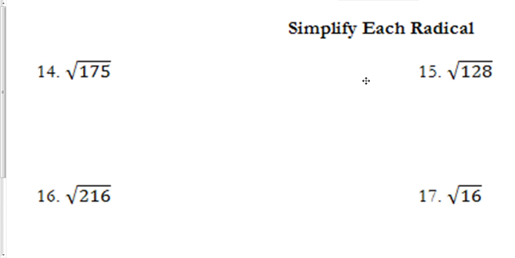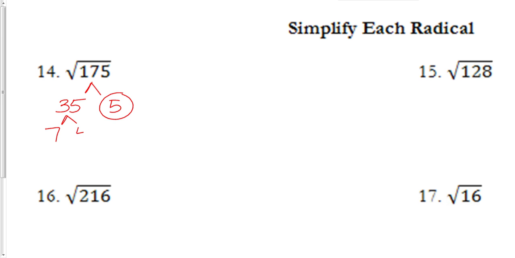In this video, we will cover the second half of the Unit 1 test review, which will be simplifying radicals. For each of these radicals, we're going to start off by building a factor tree. So 175 is divisible by 5 and 35, so we're going to start there. Remember to circle your primes.